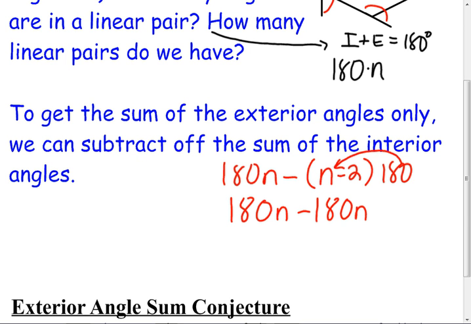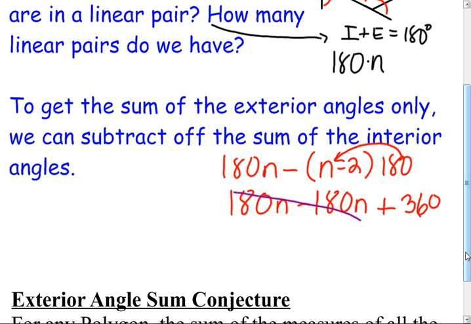Now, what's the sign going to be? Because everybody makes this mistake. I have a negative and a negative, so it will become positive. Plus, and 2 times 180 is 360. What happens to the 180n and the 180n? They give you 0, right? So there it is. Doesn't matter how many sides. They always add up to 360.